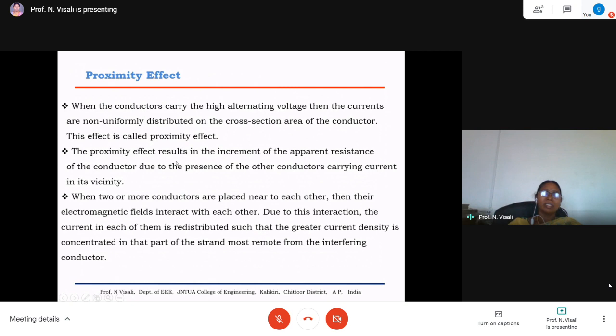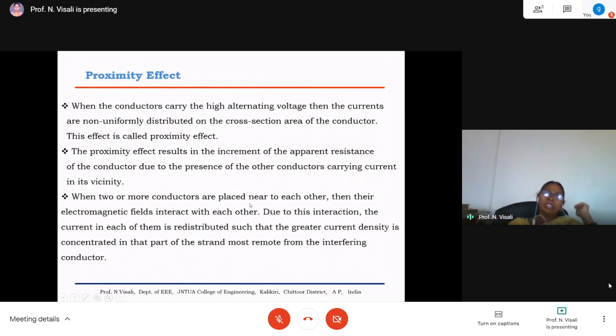Whenever heavy current passes through the conductor, the current distribution is not uniform in that conductor. So the nearby conductor will have its effect. There is an increment in the apparent resistance, because the current passing through one conductor has an effect on the other conductor. Due to that, the apparent resistance exists.